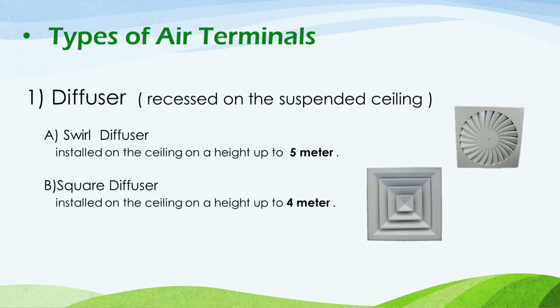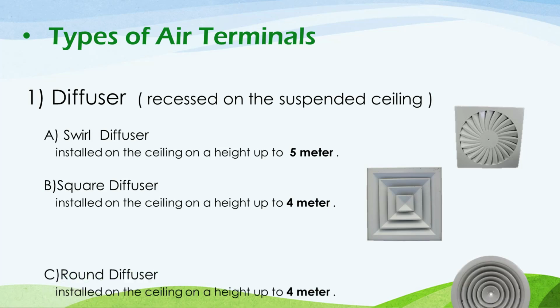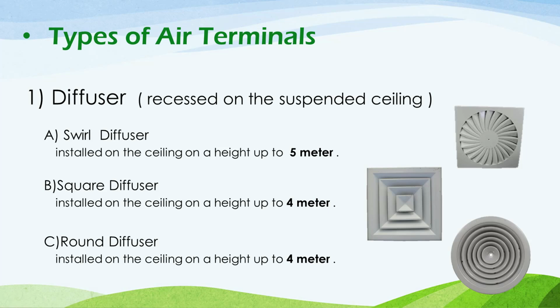And then the second type of diffuser is this square type here, and this is the most popular one as you may see it in many applications. And also its suspension in the ceiling is limited by a height of 4 meters only. Also we have the round diffuser, as you see, it takes the circle shape and it's limited also by a height of 4 meters.